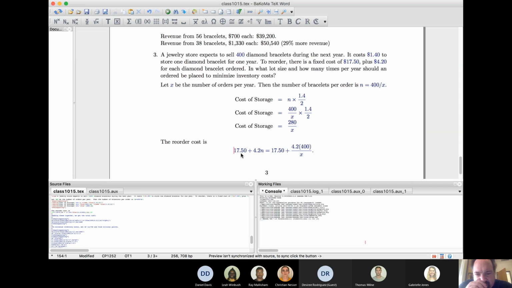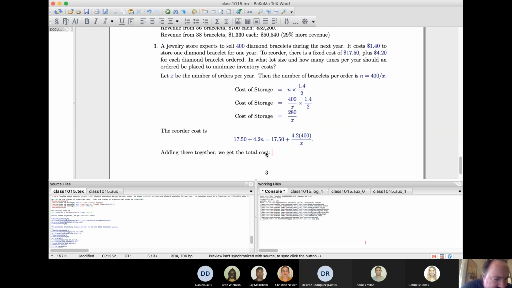Okay, so here we have $17.50 is a fixed cost of ordering. And then we have $4.20 times the number of items you order. So then we again fill in N equal 400 over X and work all that out. But this is the cost per order. So now we have to put everything together.